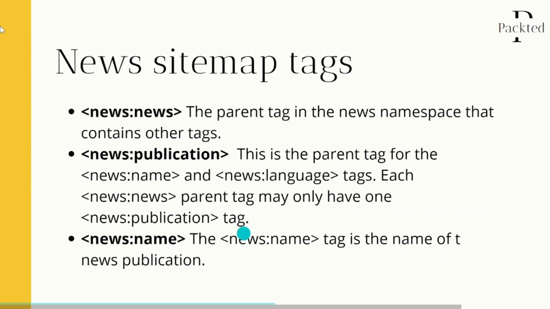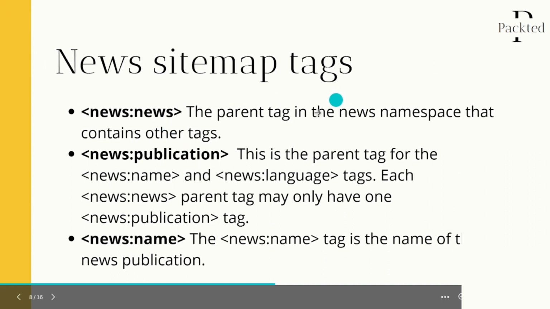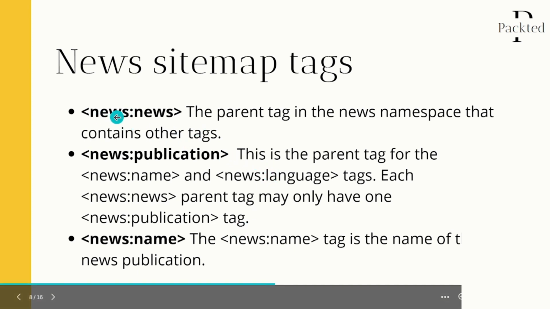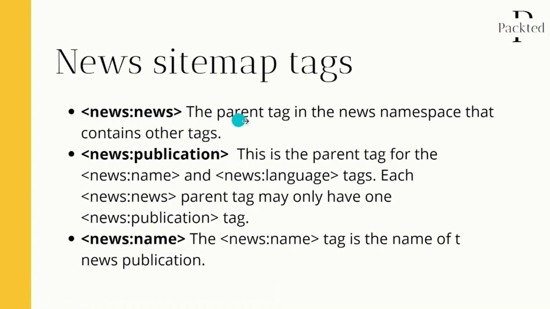The next thing is that we are learning about the news sitemap tags. I will give you an example after explaining these tags. So the first one is the news tag. This is the parent tag in the news namespace that contains any other tags. So this is the main one. Okay. The next is the news publication tag. This encloses two other tags, which are the news name and news language. And it says each news parent tag may only have one news publication tag.